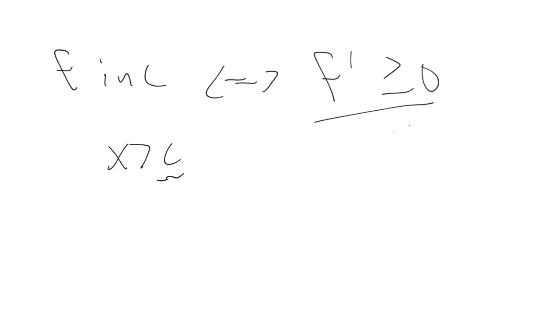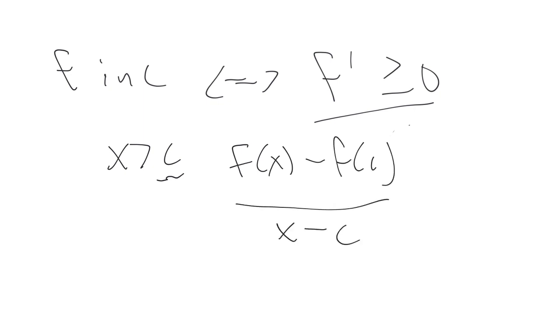So if x is greater than c, then f of x minus f of c should also be positive because you're increasing. So that should look like that. And then if you take the limit of that, that'll stay positive, and that's exactly what a derivative is, right? If you take the limit here as x goes to c. So if you have a bunch of positive terms, you take the limit, it'll stay positive or non-negative.